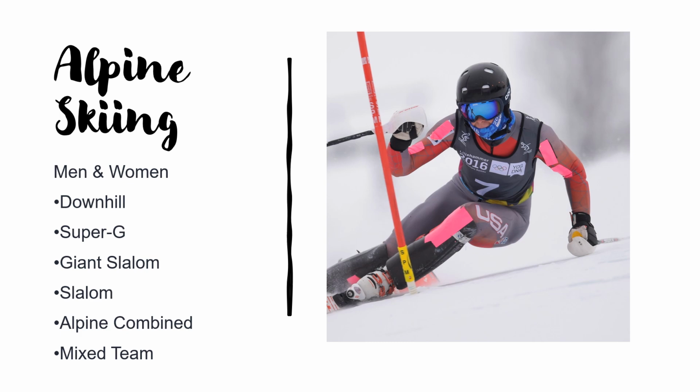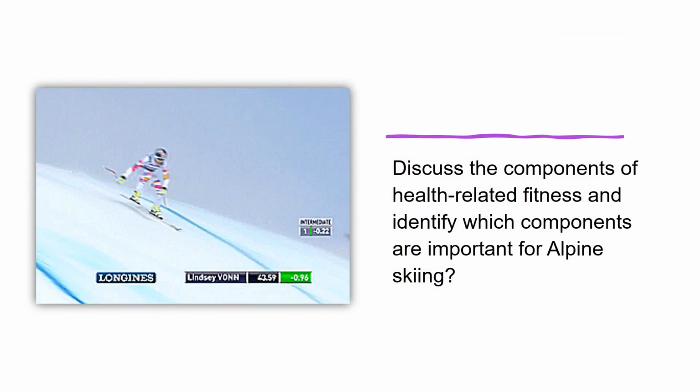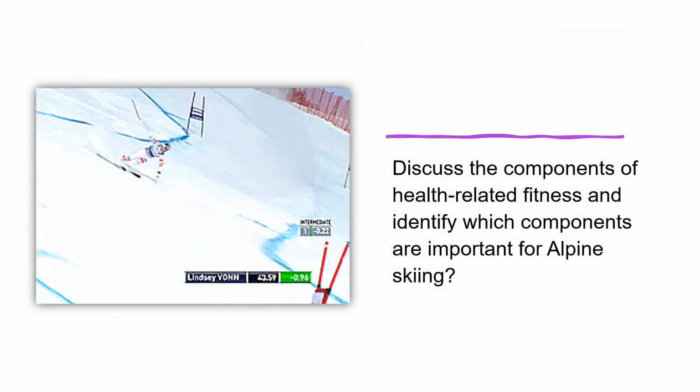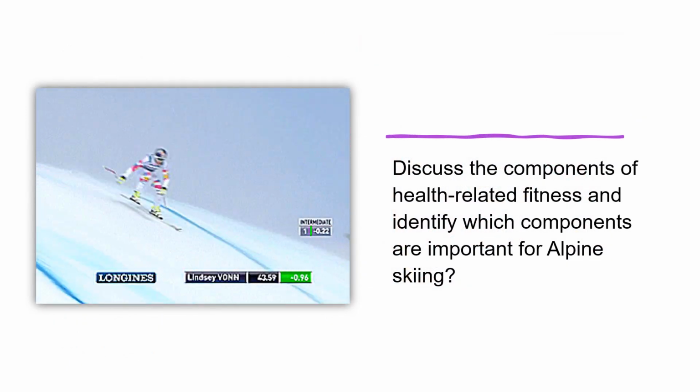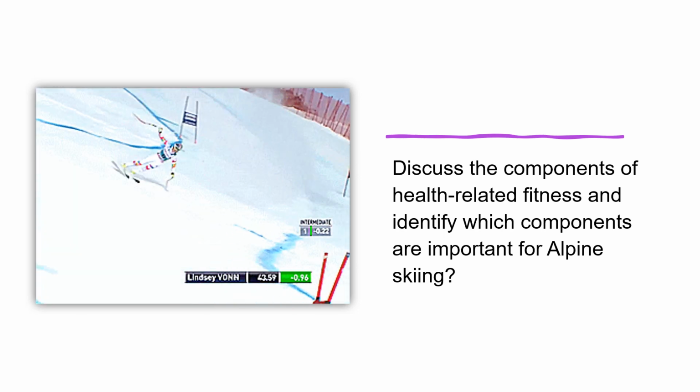This event features 2 men and 2 women from each team and requires the competitors to compete in a side-by-side race to advance and compete for the gold. You will definitely need a helmet for this event, as the skiers can reach up to 95 miles per hour. Discuss the components of health-related fitness and identify which components are important for alpine skiing.